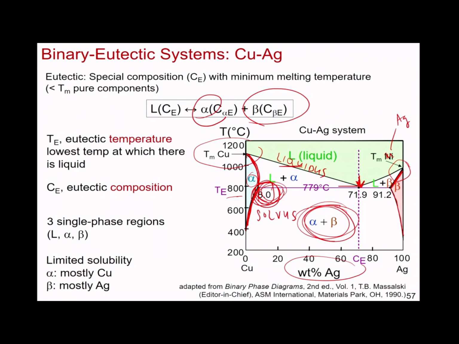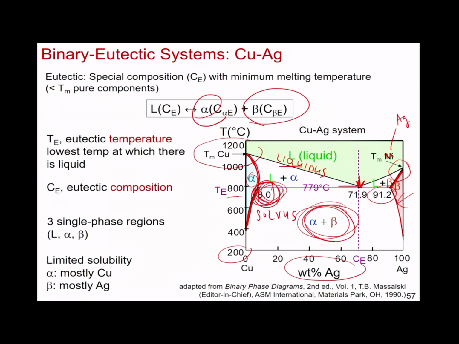And then, of course, here, if you're in the silver region, you're in the beta phase, now you have silver matrix and you're trying to put in copper. There's also limited solubility. In fact, it's under 9%. Okay, so that's what I mean by limited solubility. And if you're at room temperature, actually this goes down to 200 degrees Celsius. If you're at room temperature, forget it. There's no solubility according to the phase diagram.